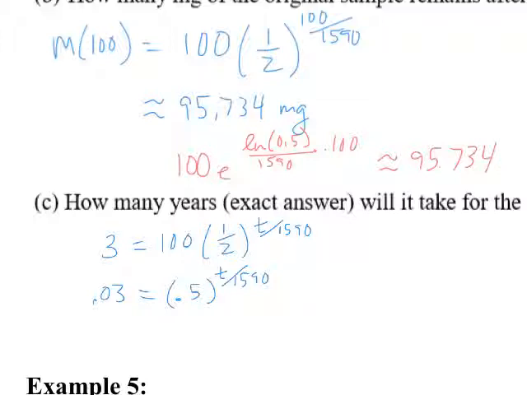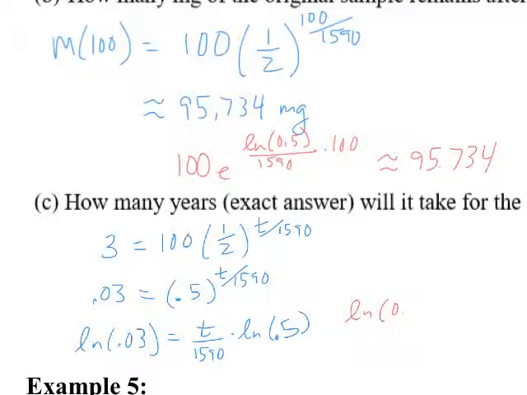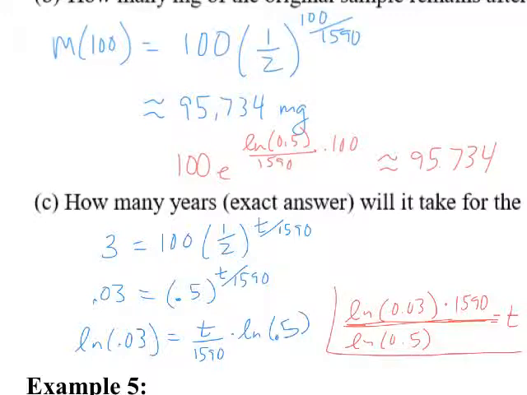If I take the natural log of both sides, ln of 0.03 equals t over 1590 times ln of 0.5. And then we're going to isolate the t, and that will give us the answer. So we get ln of 0.03 divided by ln of 0.5 times 1590 equals t. So there's our answer. That's the exact answer.